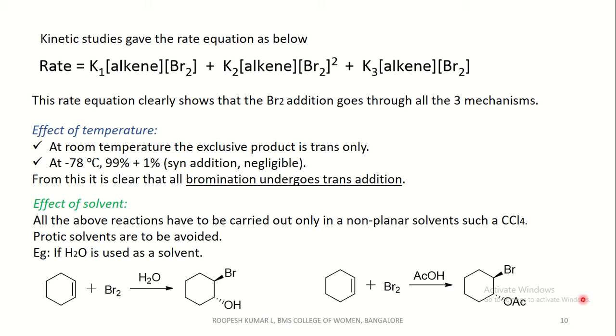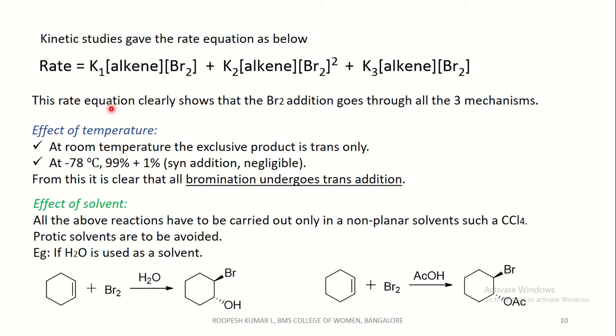Kinetic studies gave a rate equation as below, and here you can see the rate is an addition of terms. This is a rate equation of a polar addition reaction, this is a rate equation of a concerted mechanism, and this is a rate equation for an ion pair mechanism. As this rate equation clearly shows, the bromine addition goes through all three mechanisms. That is, bromine addition goes through polar addition plus concerted mechanism plus ion pair mechanism.